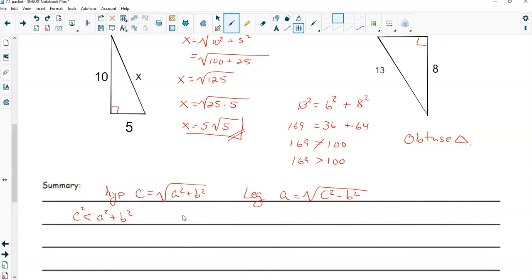If it's a right triangle, that means that c squared equals a squared plus b squared. And obtuse, that would be that c squared is greater than a squared plus b squared. And pretty much this summarizes what you've learned today. So happy practice. See you in class.